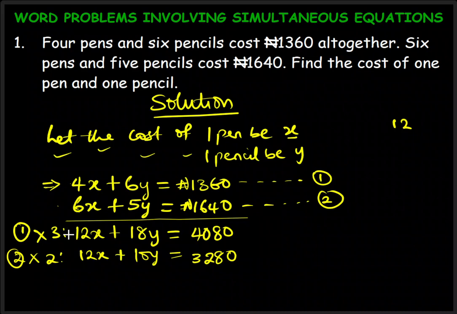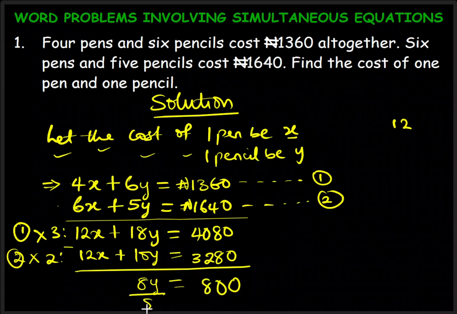We subtract. We have the same sign here. So if we subtract, what would that give us? This will give us 0x. 18y minus 10y will give us 8y, equal to 4080 minus 3280. We subtract, this will give us 0, 0, and then this will give us 8. So that will be 800.